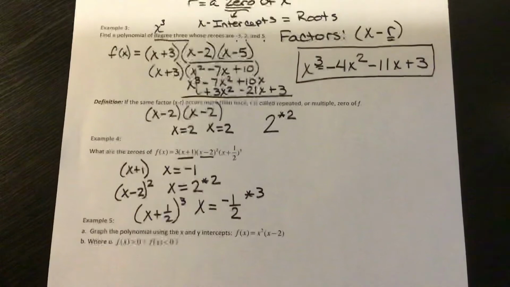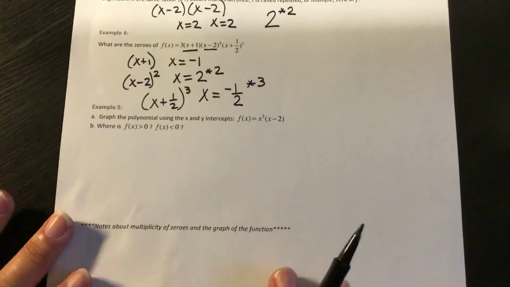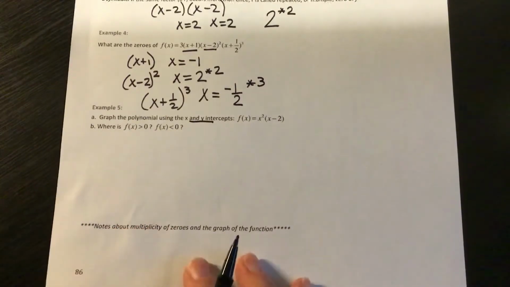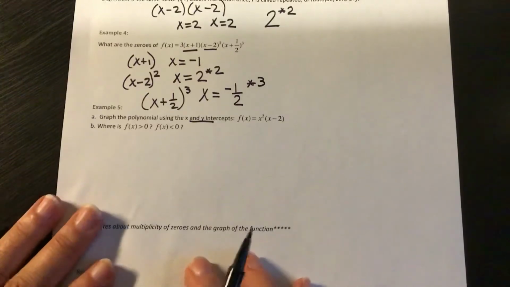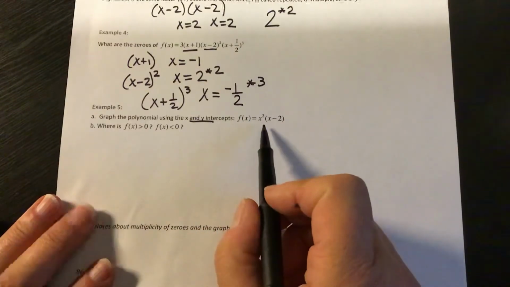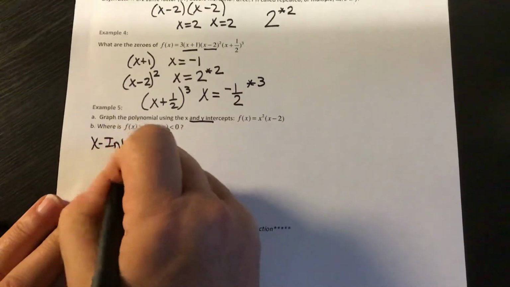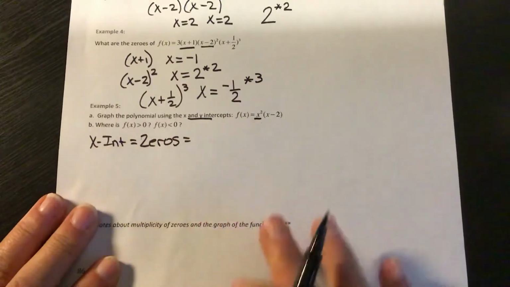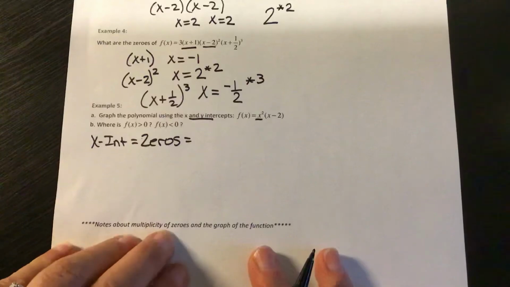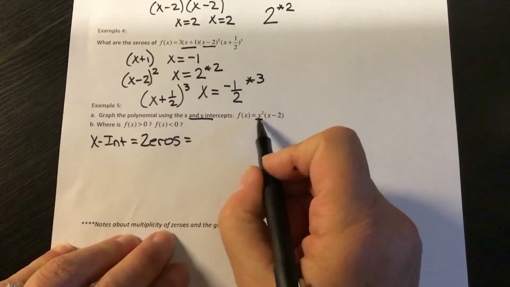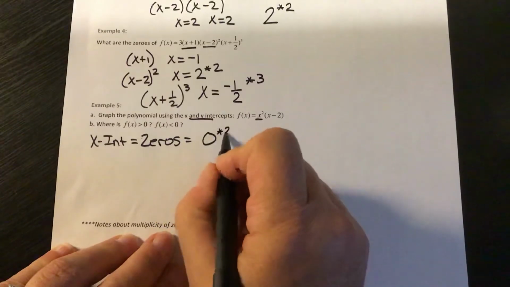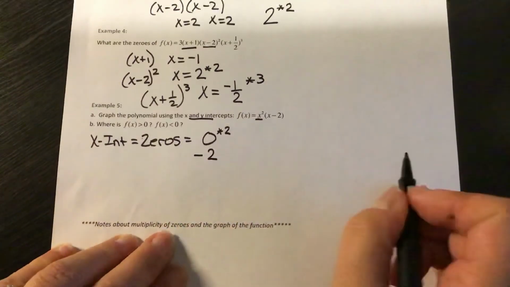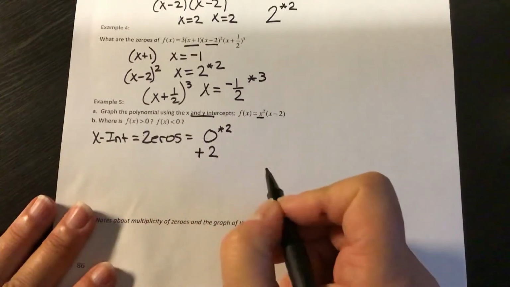So in example 5, I have a polynomial, and I want to graph this using the x and y intercepts. All right, just the x and y intercepts. So remember, my x-intercepts are the zeros. And the zeros here, wherever I see an x, I need to find the 0 of that. So here I have a 0, and that occurs 2 times because it's squared. And then I have a minus 2. Or, sorry, the 0 is plus 2.